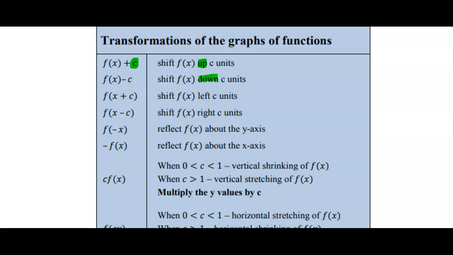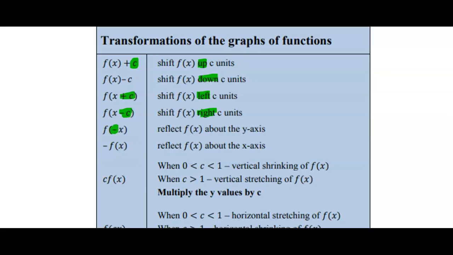If you have an x plus c, notice that the plus c here is inside the function. Notice it's inside that function. That actually means that you want to move it to the left. And then if you have a minus c, that's going to be to the right. These actually feel a little backwards. You'll see that when we get down to an actual example.